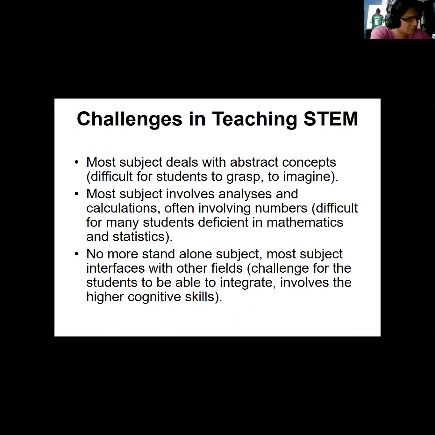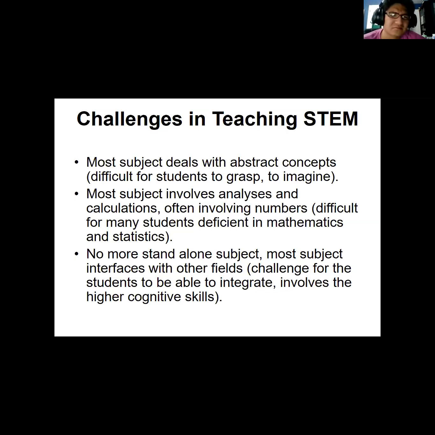So I think, I don't know if you're going to agree with me, if it involves numbers, students have a hard time or there's a phobia that is associated with it. So maybe we can just tell our students that when we're dealing with numbers, think of it as money. It's difficult for many students that are deficient in mathematics and statistics. And to tell you frankly, one of the main reasons why students failed in my chemistry courses is not because of the chemistry itself, but because of the mathematics.